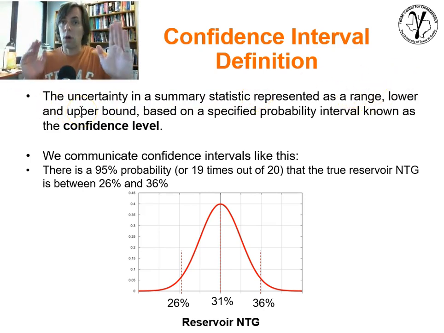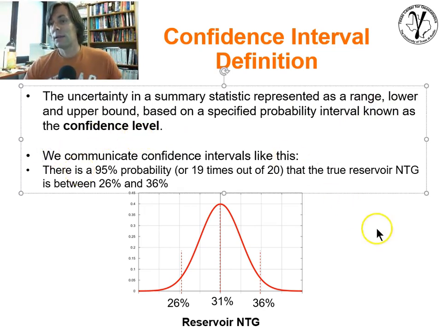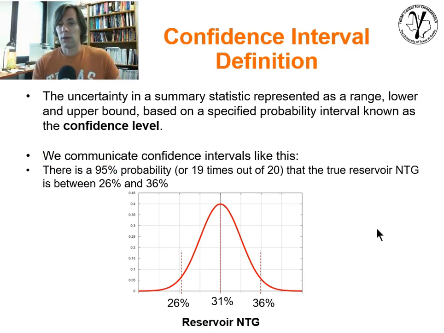It's an interval with a lower and an upper bound based on a specific probability interval known as the confidence level. So how would we communicate a confidence interval? What would it look like? And so let's try it. There is a 95% probability, and often you'll hear this specifically in the media, 19 times out of 20 would be the same as 95% probability, right? That a true reservoir net to gross is between 26 and 36%.